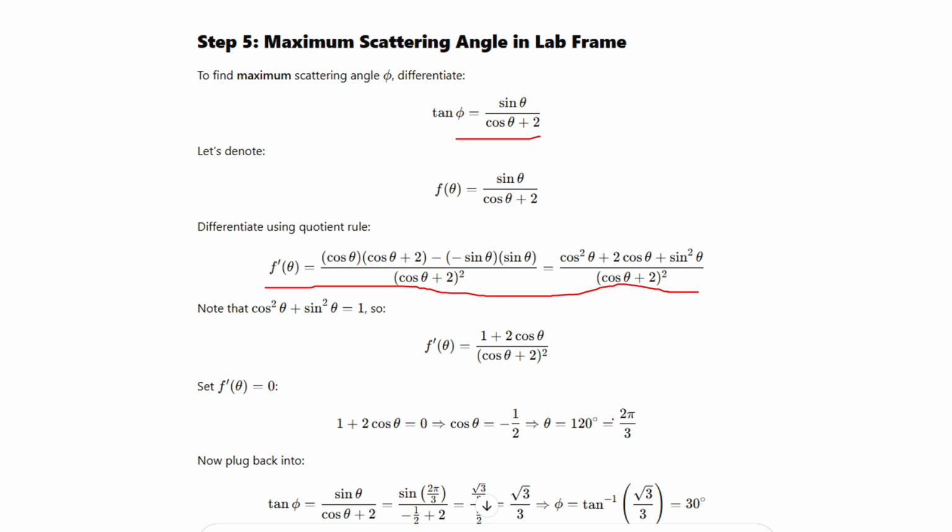Finally, this theta comes out to be 2 pi by 3. So for maximum scattering, theta comes out to be 2 pi by 3, and we plug it back into our result of tan phi. Then the result is phi is 30 degrees.